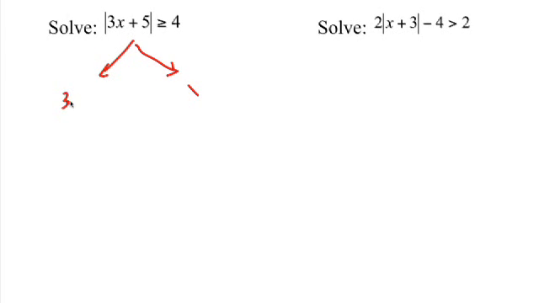So this one, you're going to have 3x plus 5 is greater than or equal to 4, and we always use the term or, and then 3x plus 5 is less than or equal to negative 4. The greater than or equal to sign goes with the positive version of the number. The less than or equal to sign goes with the negative version of the number. That may be helpful for remembering purposes. That's it.